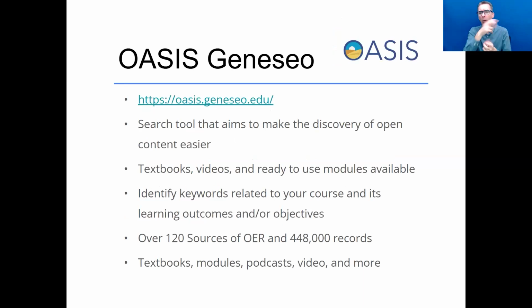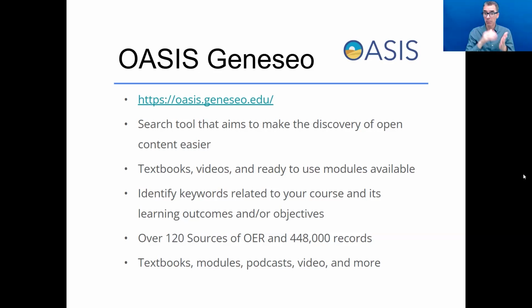All right, OASIS. I never know how to say this, Geneseo. So that is really just pulling materials from other repositories. It pulls from lots of universities, lots of open publishing houses. It's got things like TED Talks. It also pulls in from BC Campus, which we mentioned, and LibreText as well. So you might see some duplication in this, but again, it's also a large resource. It's got almost 500,000 different records.